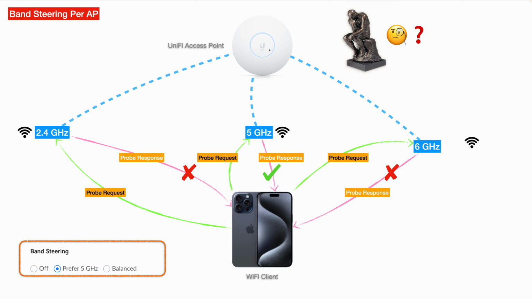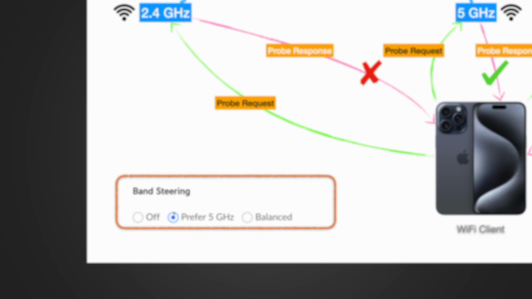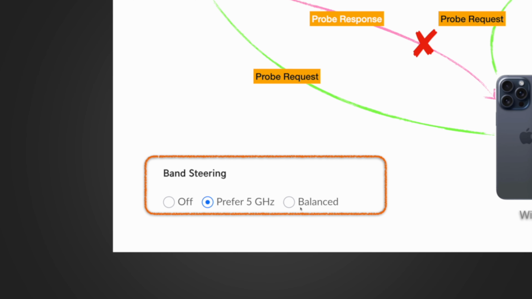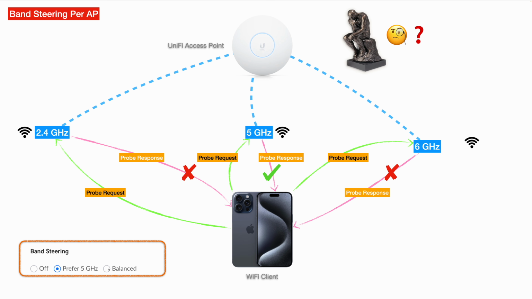AP will be smart enough to know which band is better for the client to connect with. Remember, in the UniFi setting, you have 2 options: prefer 5 GHz or balanced. So what's the balanced option? It works in a similar way as the prefer 5G, but the AP will consider more between 2.4 GHz and 5 GHz. Instead of pushing all the connections to 5G, the AP will do the balancing.